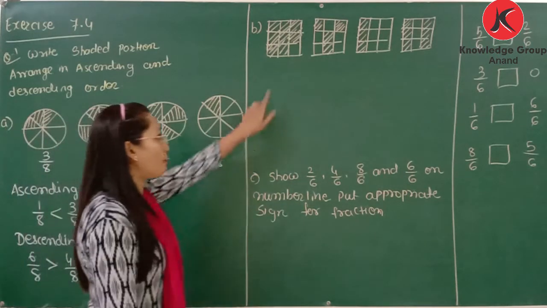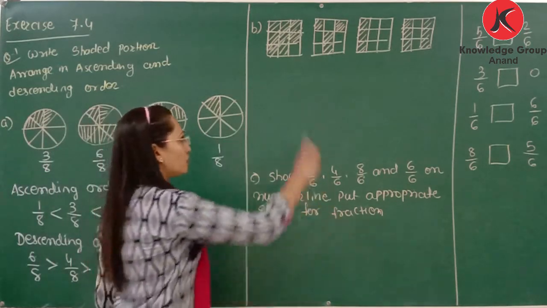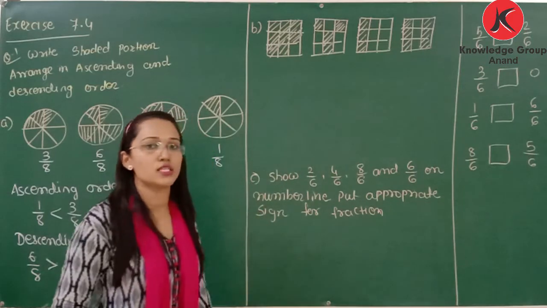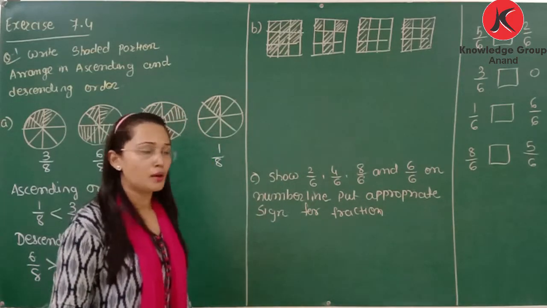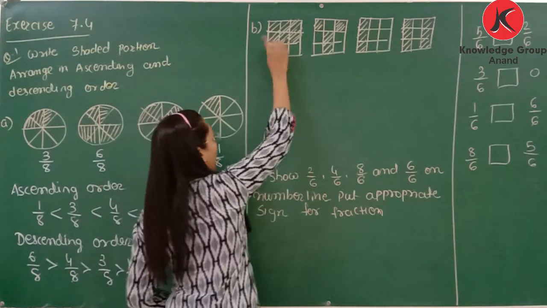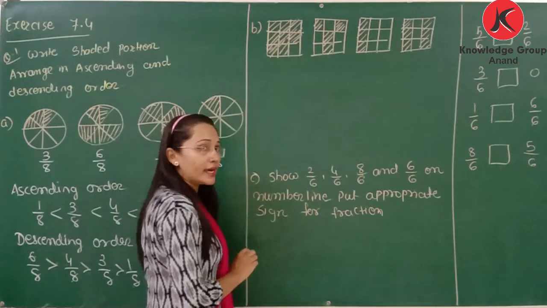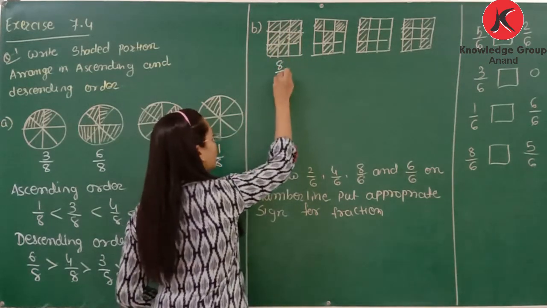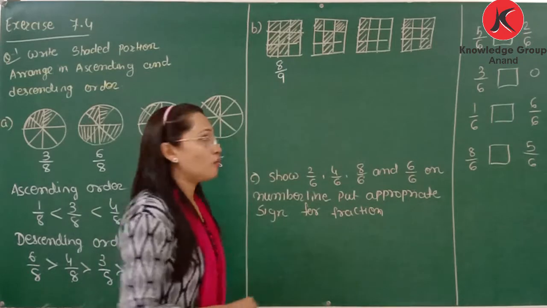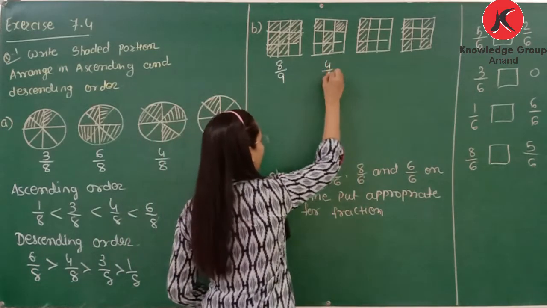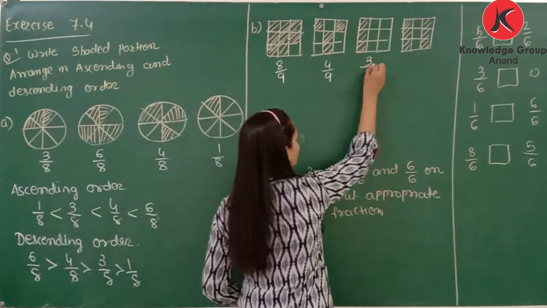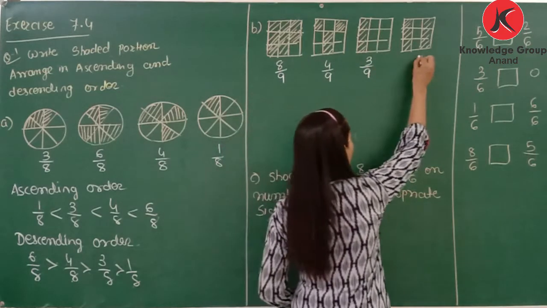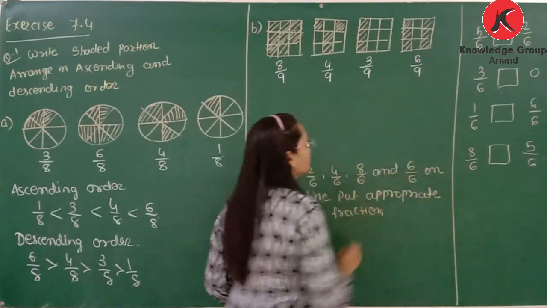Now B part. Here this figure is given and each figure is divided into 9 equal parts. So for this one, how many parts are shaded from 9? 8. So we can write 8 by 9. For the second figure 4 by 9. For the third 3 by 9, and for the last we can write 6 by 9.